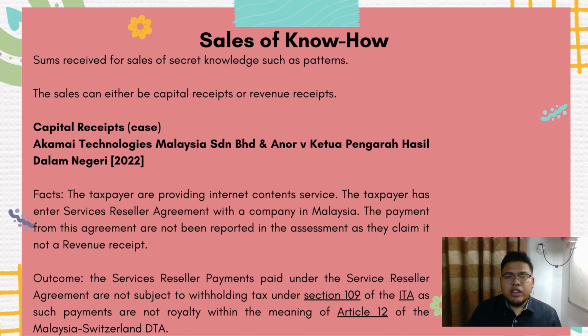And now we have the sale of know-how. This sale is a sum received from the sale of secret knowledge such as a patent. The sales can either be a capital receipt or a revenue receipt. For example, in the case of Akamai Technology Malaysia Sdn Bhd versus the Ketua Pengarah Hasil Dalam Negeri, the facts say that the taxpayer was providing internet content service and had entered a service reseller agreement with a company in Malaysia. The payment from this agreement was not reported in the assessment as they claimed it was not a revenue receipt. The court said that the service reseller payment paid under the service reseller agreement was not subject to withholding tax under Section 109 of the ITA, as such payment is not royalty within the meaning of Article 12 of the Malaysia and Switzerland DTA. Because of that, the receipt from that agreement is treated as a capital receipt.